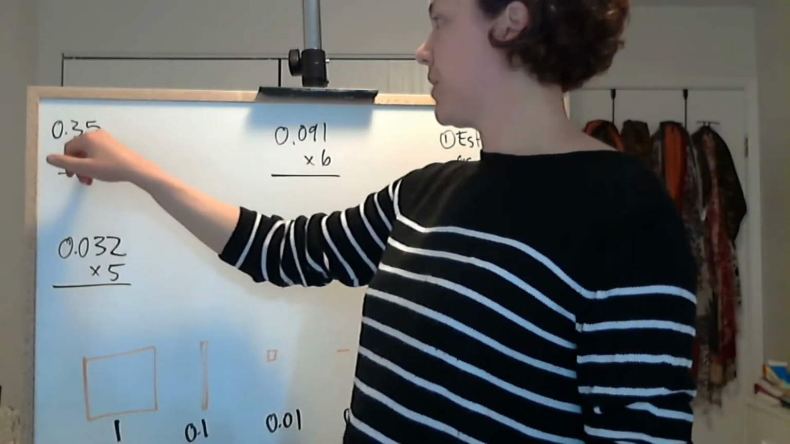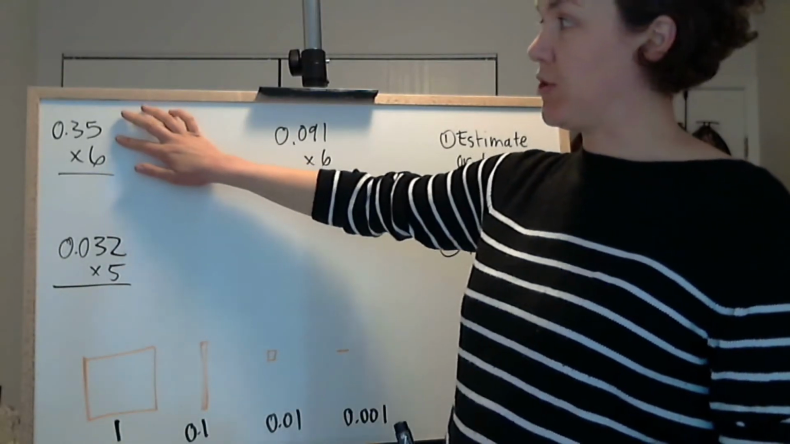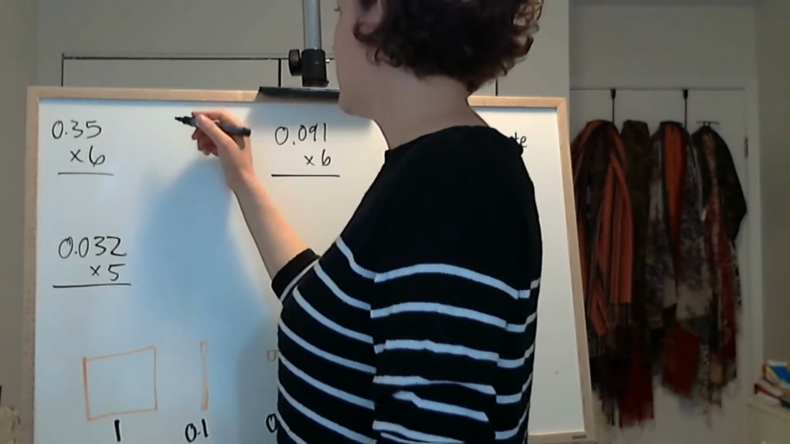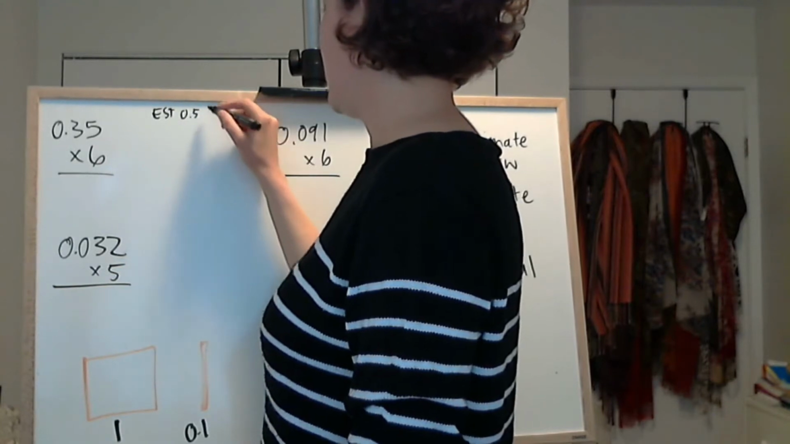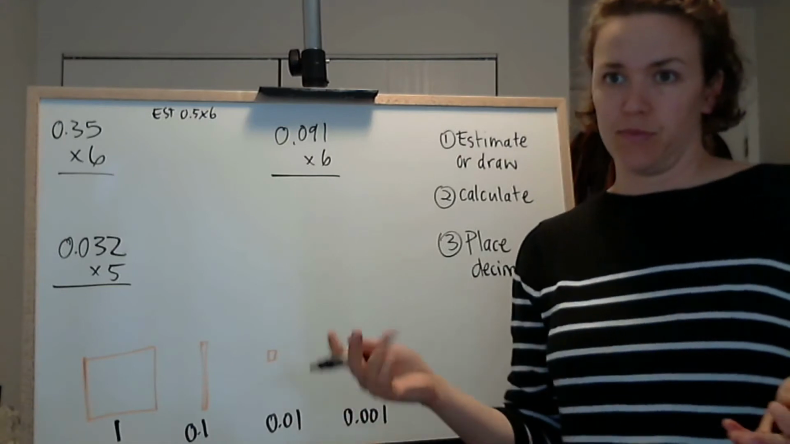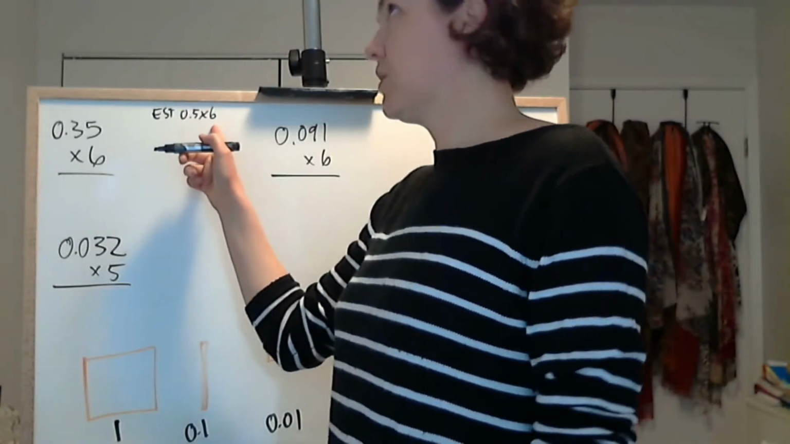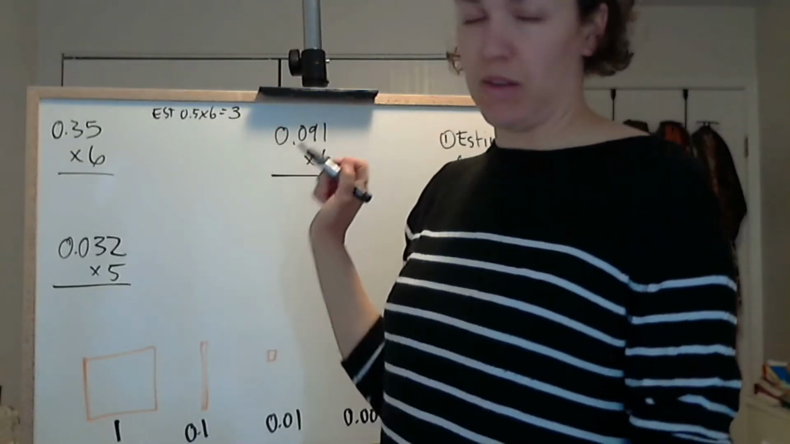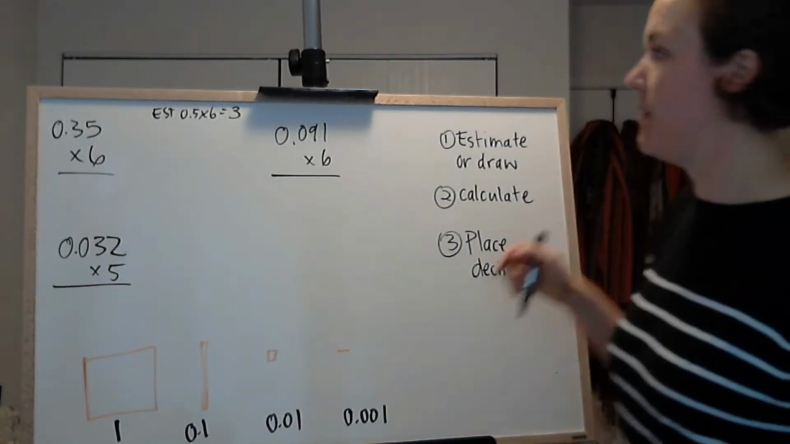35 hundredths times 6. I'm going to use my benchmark of half. 35 is kind of close to 5/10. So my estimate is 5/10 times 6, or 6 groups of a half. So for every 2 halves, you have 1. So 6 groups of half would equal 3. So my estimate is 3. So I've done this. Now I calculate it.